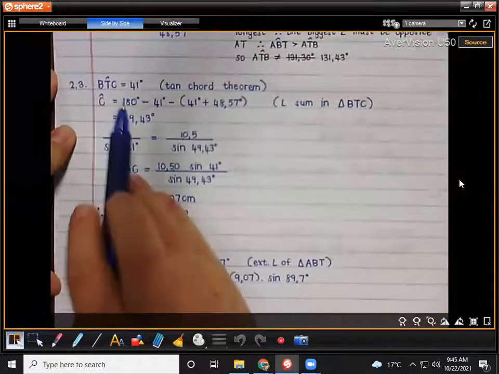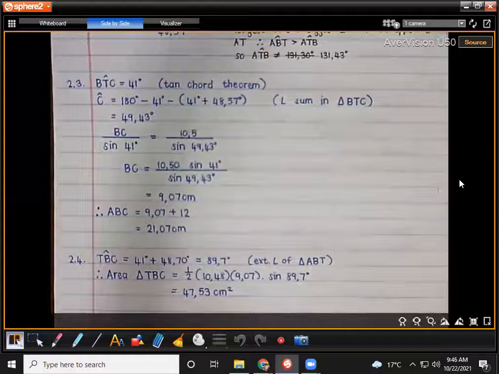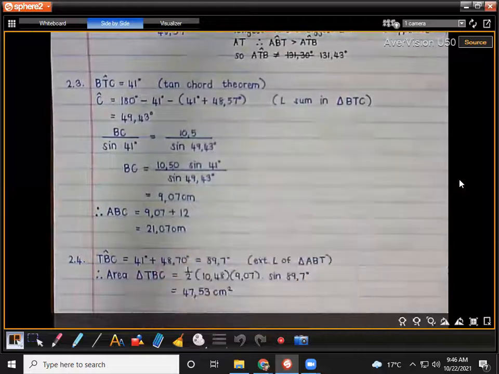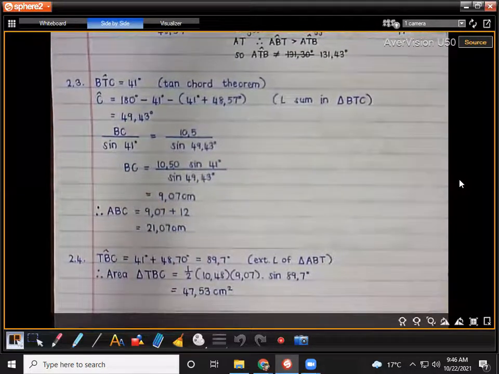There I wrote BTC is 41, tan chord theorem. Then I found that bottom angle C by just minusing all of the other angles from 180. So that is now angle sum in triangle BTC, the whole triangle. I worked in the whole triangle to get that bottom angle C. And then I used sine rule to get BC. But they were asking for ABC, which is a whole line. So I just did BC plus 12.